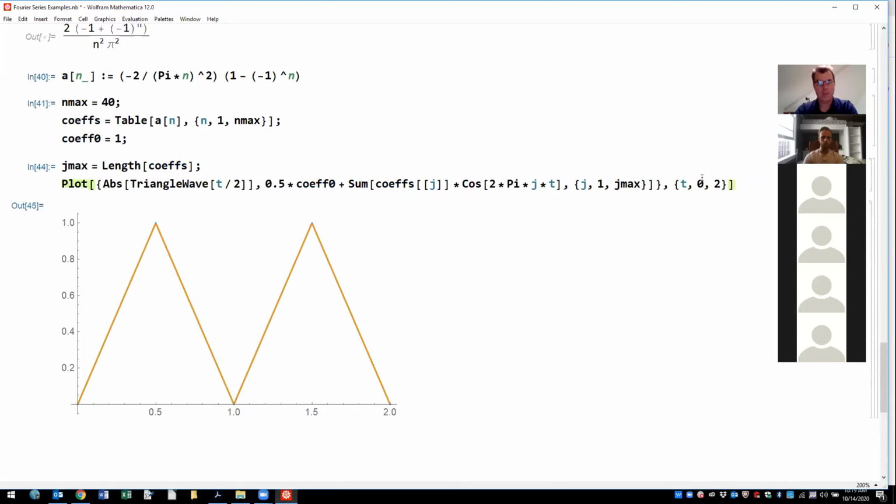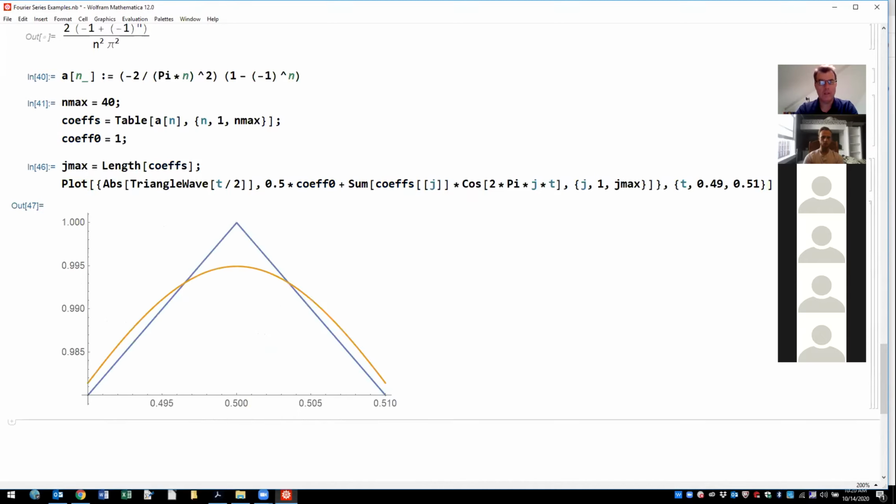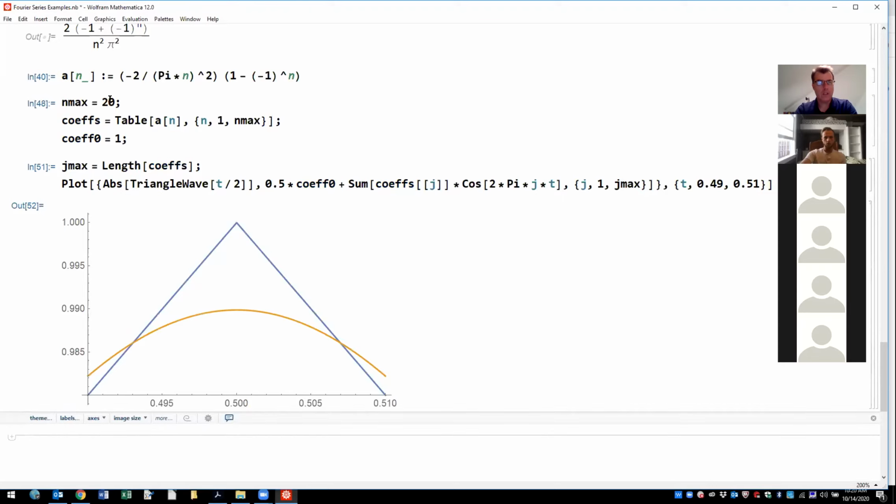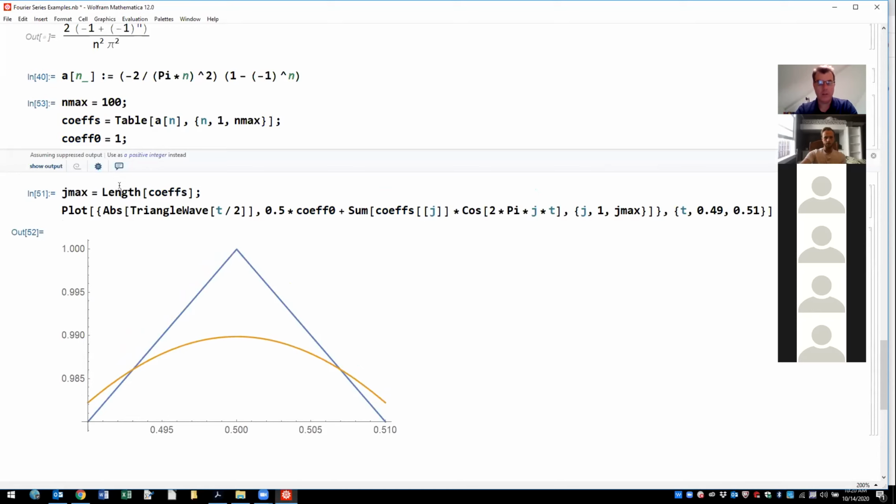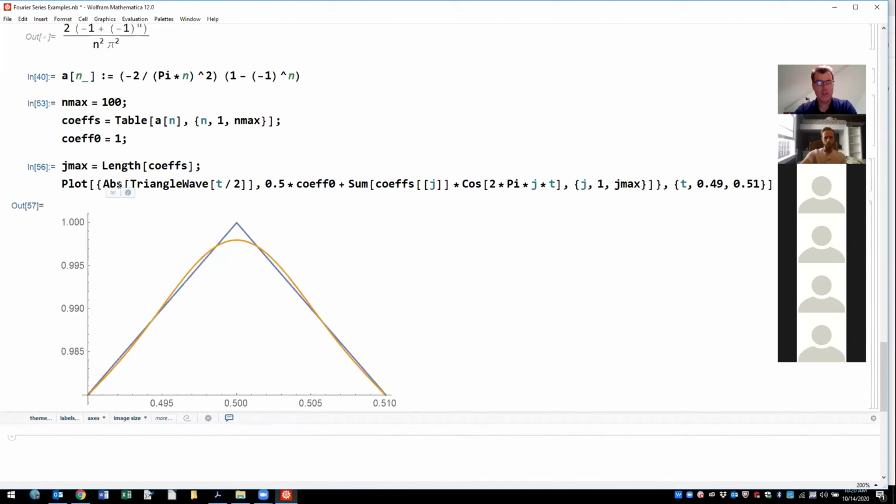Instead of looking between 0 and 2, let's look between 0.49 and 0.51. You see how it can still never reach there? There's a point it can never reach. And even if I go out to like 100 or 50 coefficients, really, any guesses as to why it can never reach that point? It's a point of discontinuity.